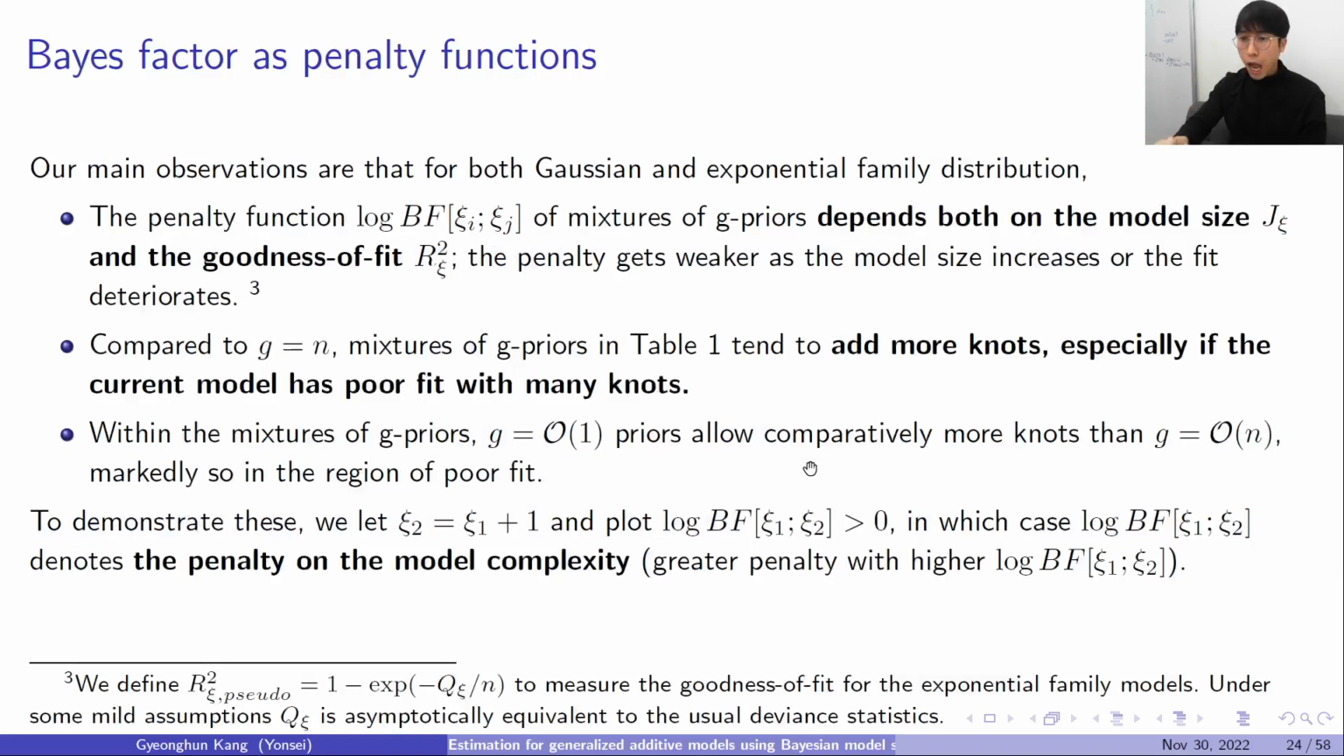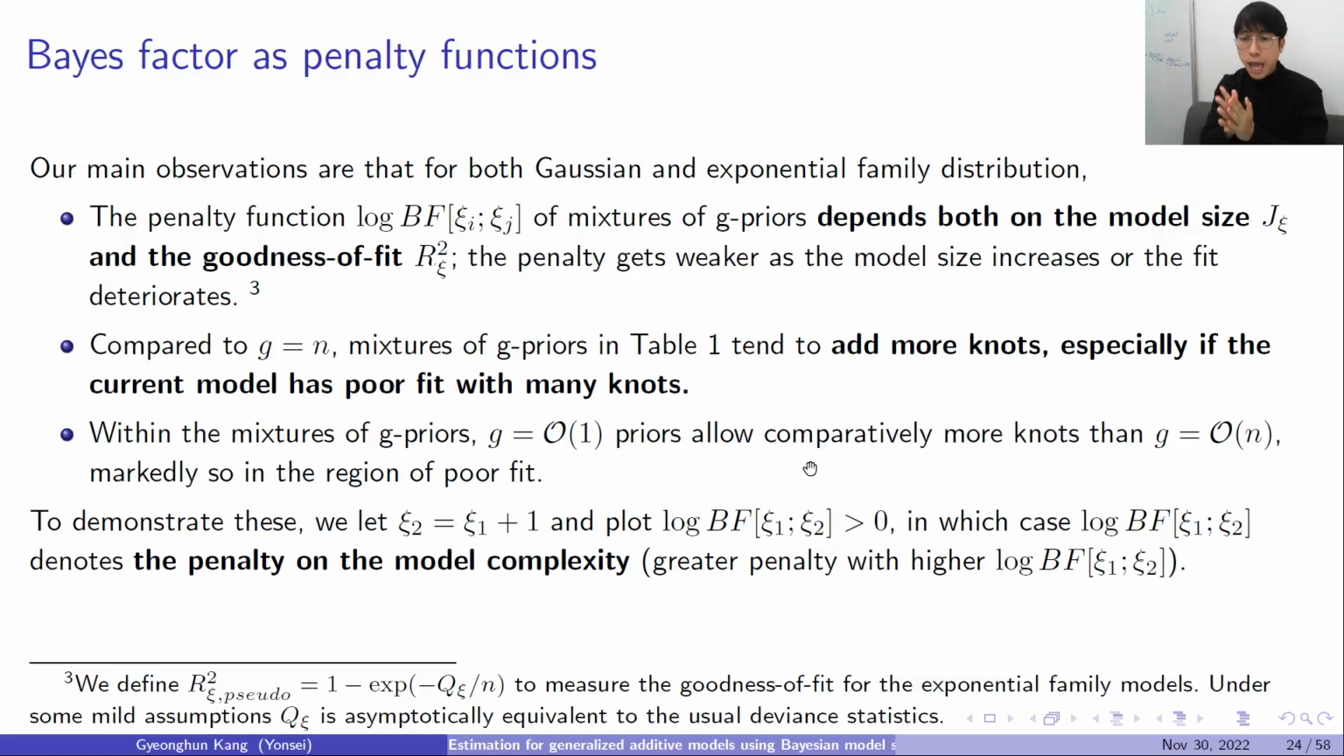So our main observations are as follows, and this also holds for Gaussian and exponential family distributions. First of all, the penalty function of mixtures of g priors depends both on the model size and the goodness of fit. The penalty gets weaker as the model size increases or the fit deteriorates. This means that if your model is using many knots, many variables, but has a poor fit, then the mixtures of g priors tend to add more knots, because they want to explain the data better.